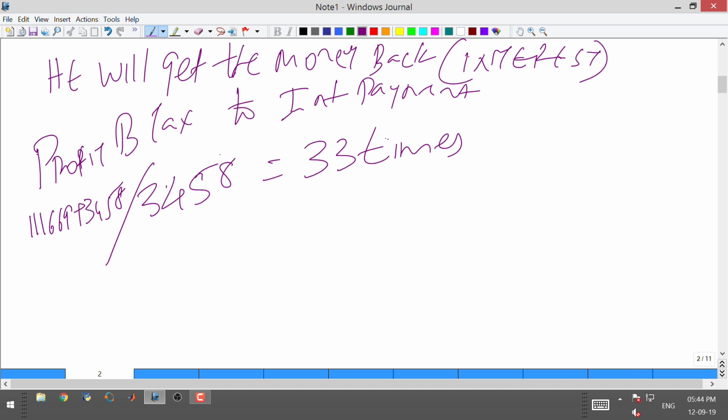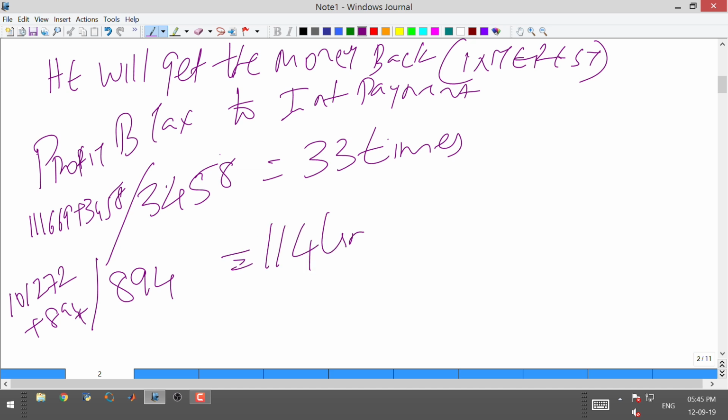If I have to do it for 2017, I will look at my interest cost in 2017. It was only 894. What is my profit before interest and tax? It was 101,272 plus 894, that is about 102,166, divided by 894. That is roughly about 114 times here.